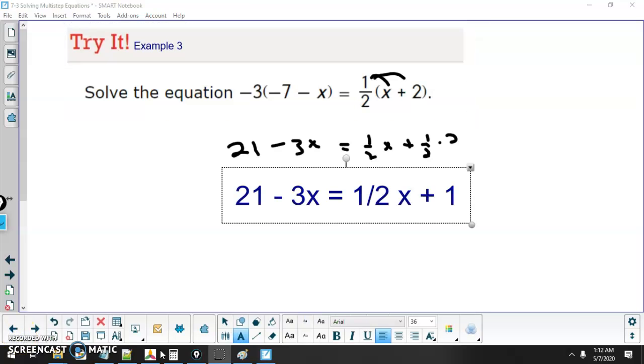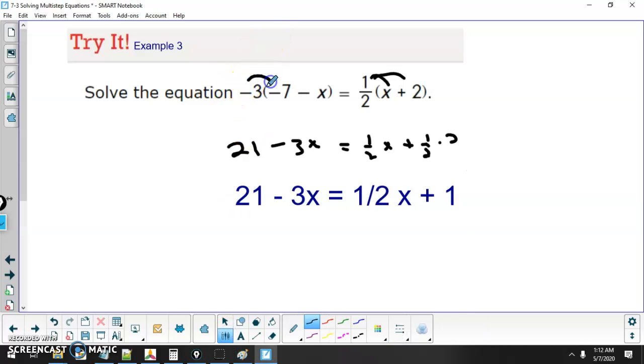Okay, so I did the first step, which was distributing. Okay, I messed up distributing though. Let me fix it here. Negative times a negative is a positive. And then you have a negative 3 times a negative x. So this would be a positive 3x. All right, so we made that into positive 3x. Whoops.